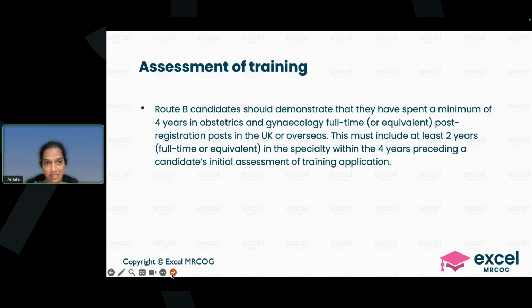Okay, so this is about assessment of training. For November exam, the last date is in July. For May exam, the last date is in January. You can do it anytime before that as well. If you have just passed part 2, you can do it. Earlier it was mandatory before part 2 exam, and now it is mandatory before part 3 exam. So those of you who have just cleared part 2 and have not done it would need to do it before attempting part 3 exam.